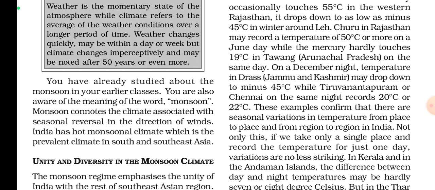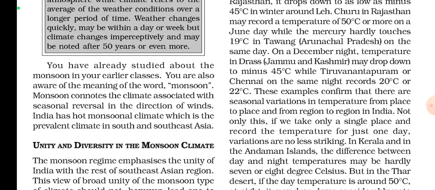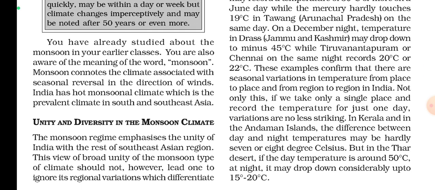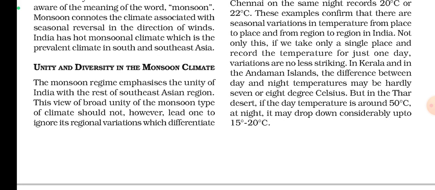Churu in Rajasthan may record a temperature of 50 degrees Celsius or more on a June day, while the mercury hardly touches 19 degrees Celsius in Tawang, Arunachal Pradesh on the same day. On a December night, temperature in Dras, Jammu and Kashmir may drop down to minus 45 degrees Celsius, while Trivandrum or Chennai on the same night records 20 degrees Celsius or 22 degrees Celsius.